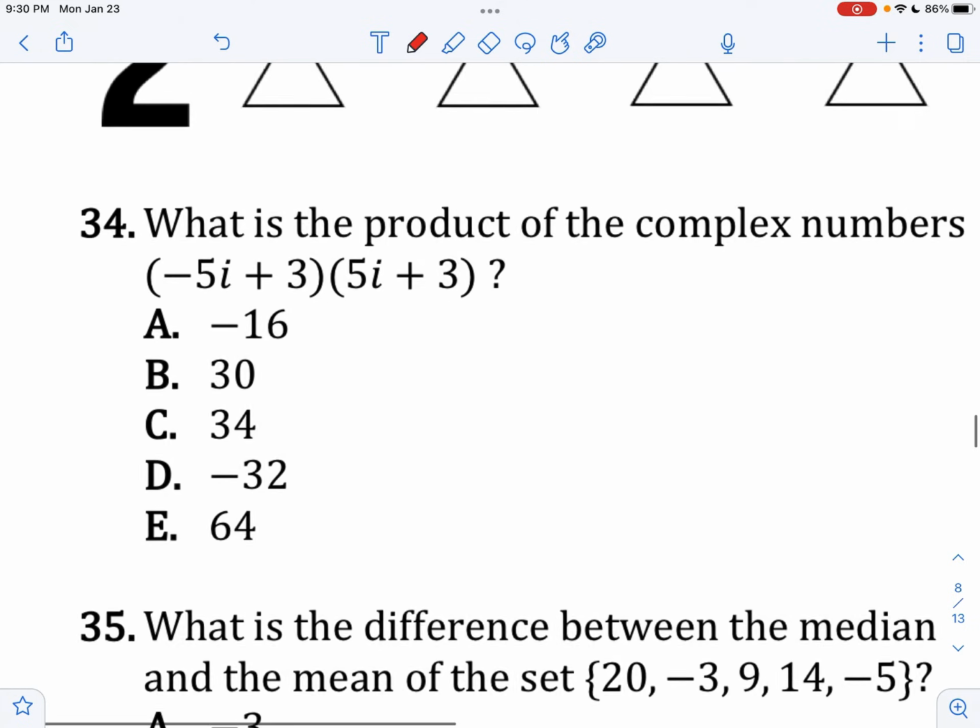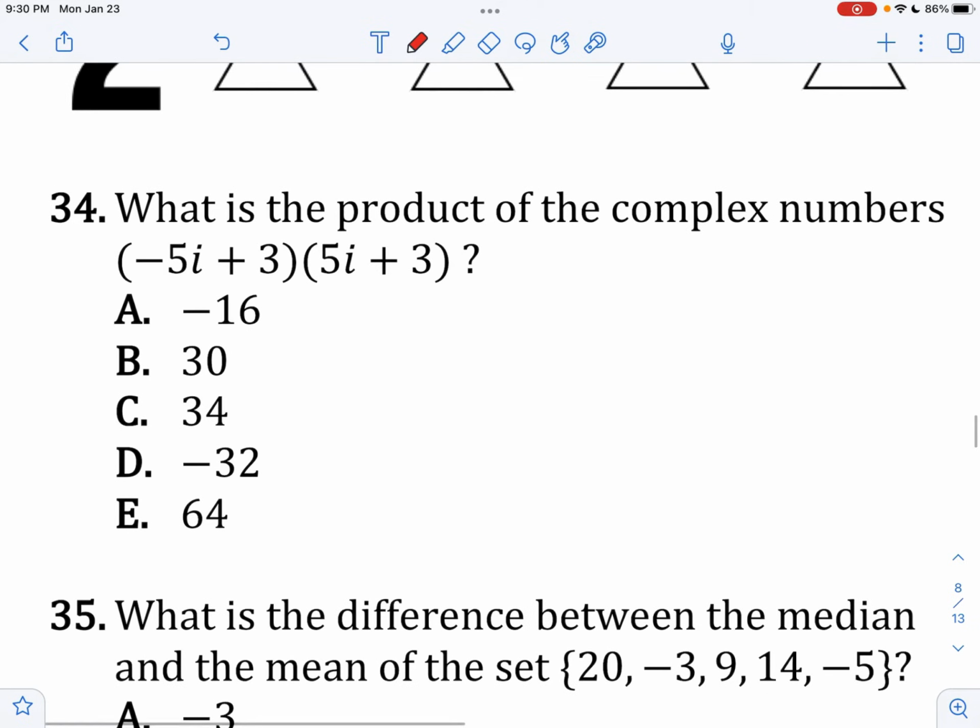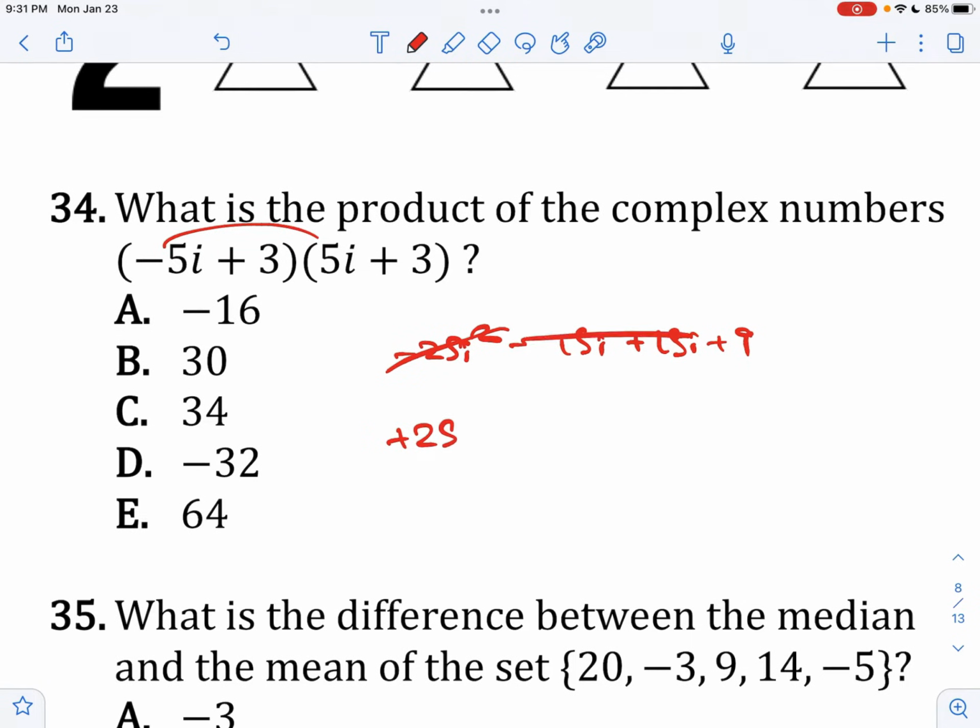It'll show you the same thing. What is the product? So negative 5, it's negative 25i squared minus 15i plus 15i plus 9. This turns into plus 25. This cancels out, and this turns into 9. So 25 plus 9 is going to be 34.